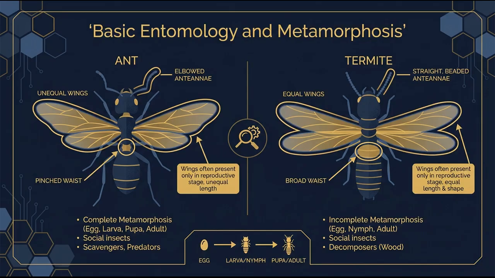Lesson 1. Basic Entomology and Metamorphosis. Let's start with basic entomology for structural pest control. The first step is telling an insect apart from an arachnid.